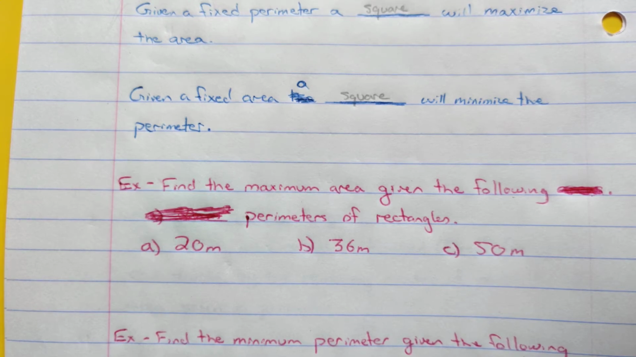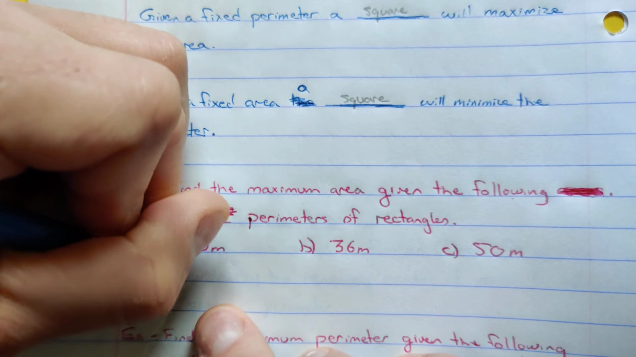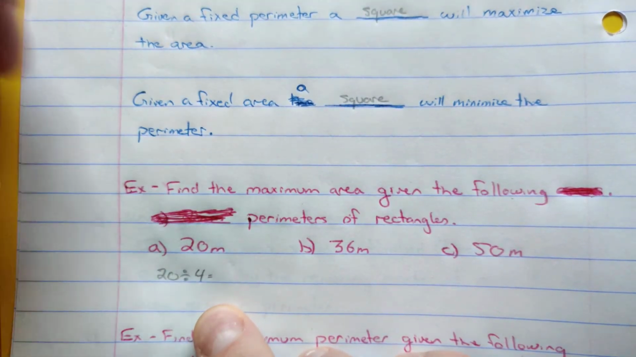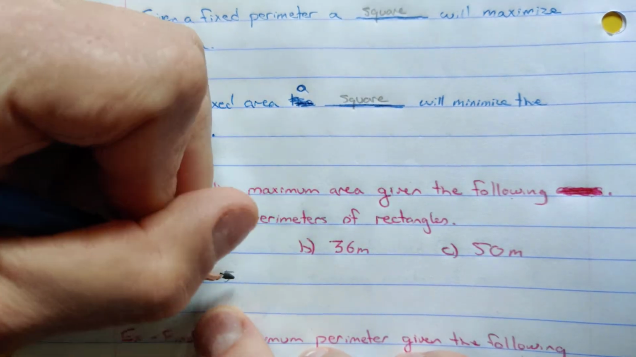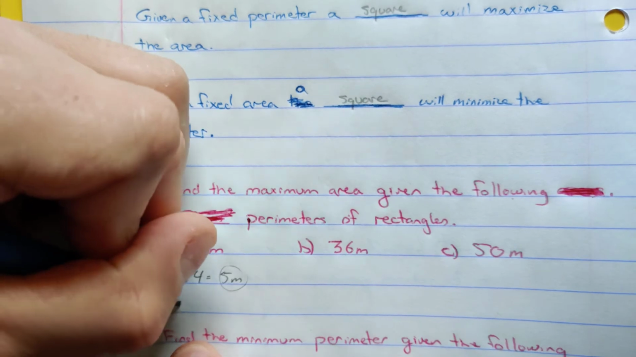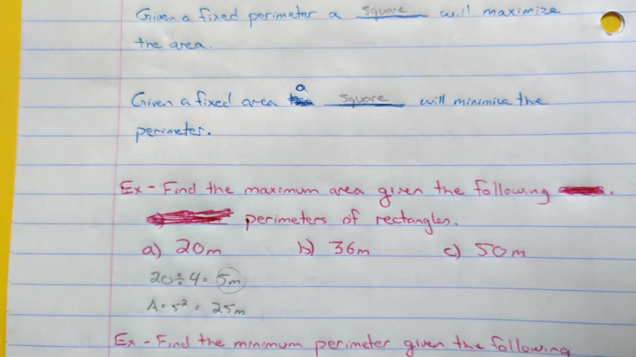Well, it approaches a square. A square has 4 equal sides, so what we need to do is divide by 4. 20 divided by 4 is equal to 5 meters. So 5 meters will be the sides. The area will be 5 squared, or 25 meters squared. Try any other dimensions, you will not get anything better.